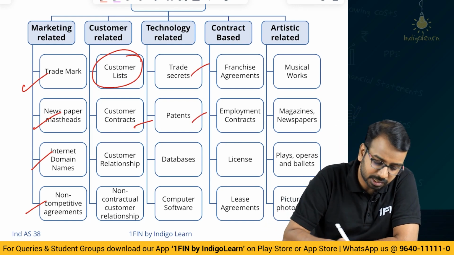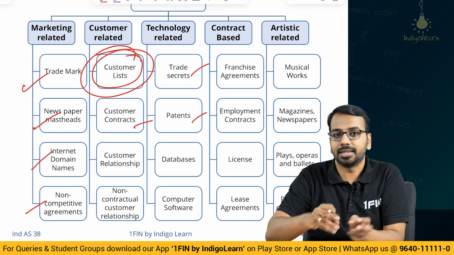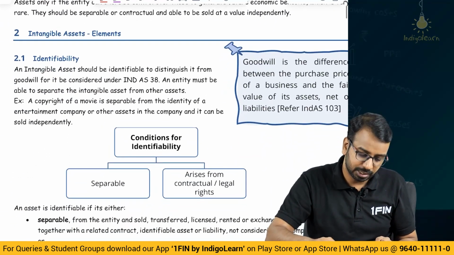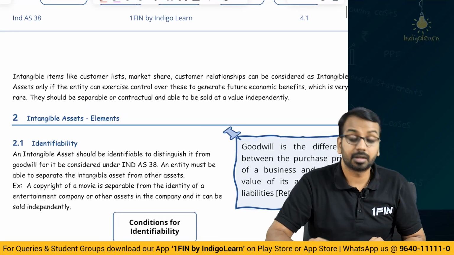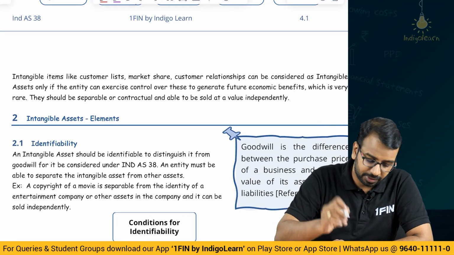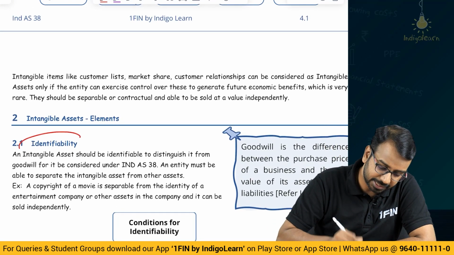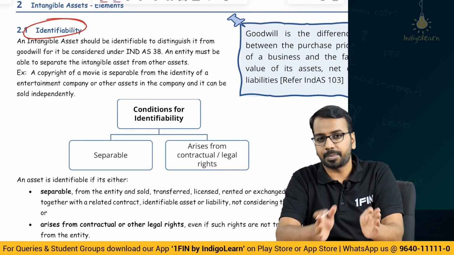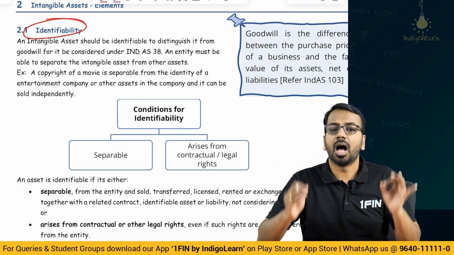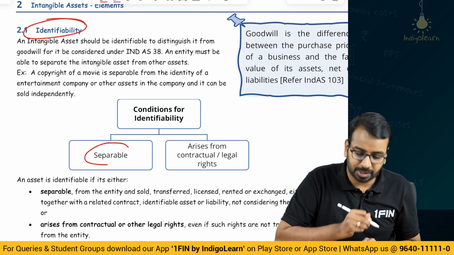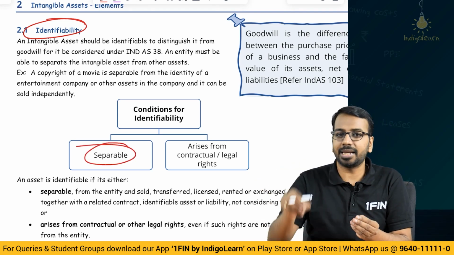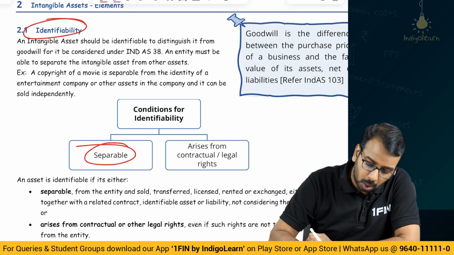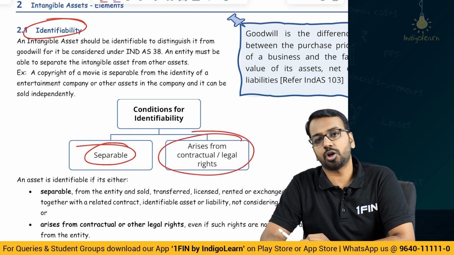Now just because I have written customer list does not mean I will recognize it as an intangible asset. Whether I will recognize it or not depends on the recognition criteria. Now an intangible asset has to be identifiable. Identifiable means I must be able to identify or separate, saying that yes, this is the intangible asset. How will I identify? Either it is separable. Separable means I can detach that intangible asset and sell it separately. That is called separable. Or it has come from contractual or legal rights.